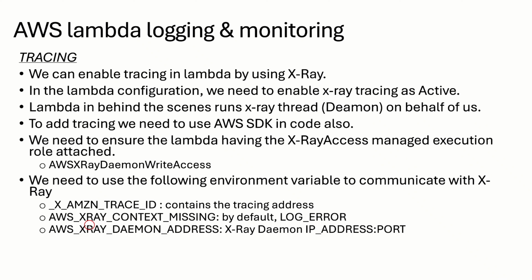And finally the important one is the X-ray daemon address. This environment variable usually gives you the daemon IP address and port, so in which IP it is running and what is the port the daemon is running on. These kinds of information you can find by using these environment variables. Okay, so that's about tracing, and you can enable tracing in AWS Lambda.